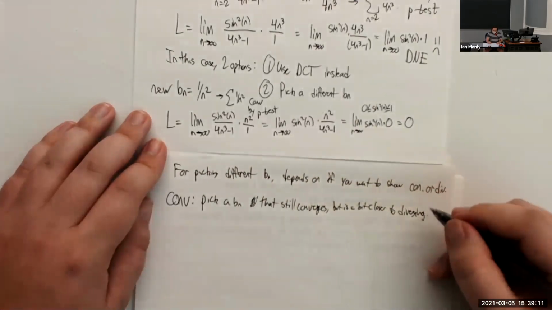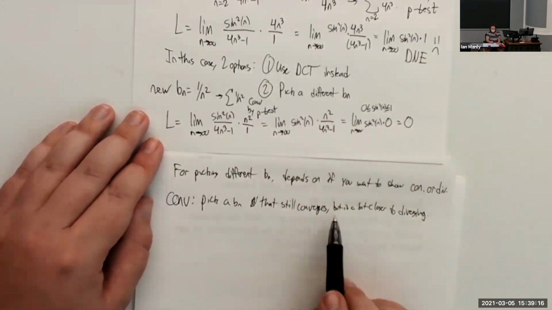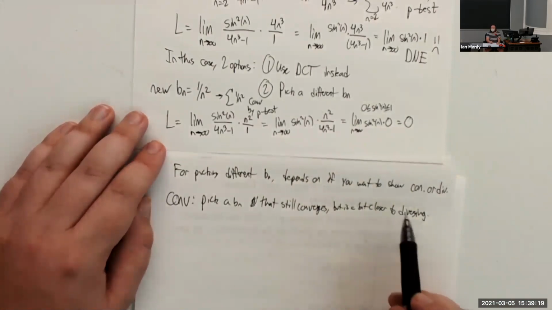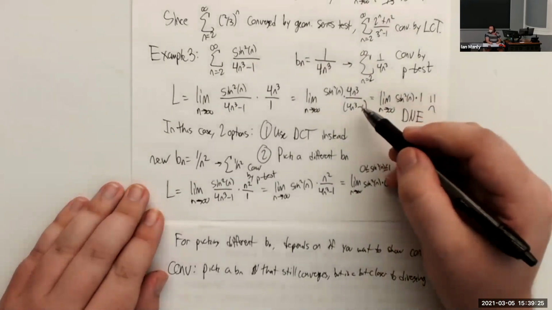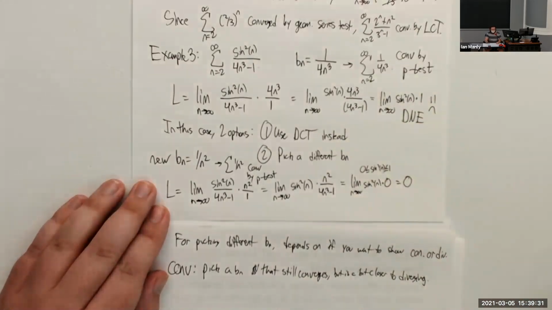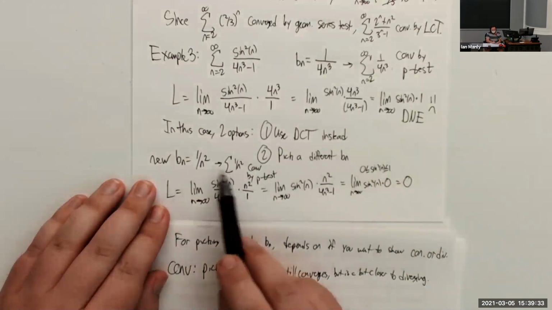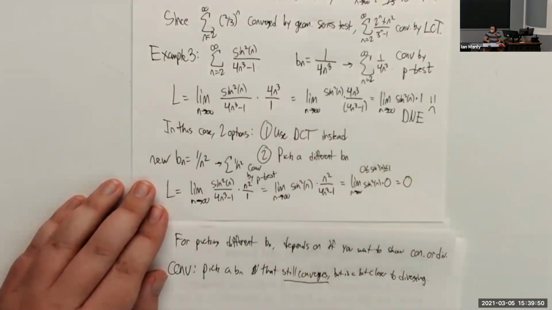Okay, so I want to say this again because this is a little bit confusing here. I want to pick a BN that still converges, but I want it to be a little bit closer to the threshold for diverging. What do I mean by that? Well, earlier, my original BN was 1 over 4n cubed, right? And that passed the p-test by 3 being bigger than 1. But when I pick my new BN, 1 over n squared, it still passes the p-test, but by not as much of a threshold. Because this time I'm doing 2 is bigger than 1. So you have to move your BN closer to the threshold of diverging, but it still needs to converge.